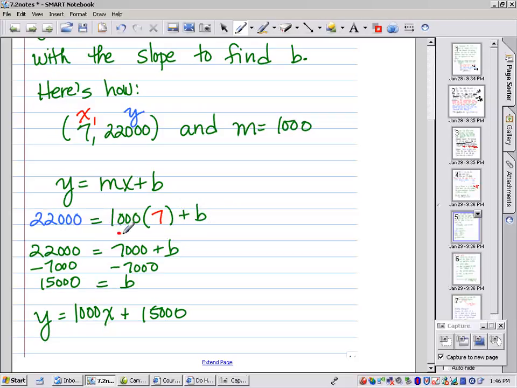Now we multiply on the right. 1,000 times 7 is 7,000 plus b. So to isolate b, we will subtract 7,000 from both sides to get exactly what we thought. y is equal to 1,000x plus 15,000.